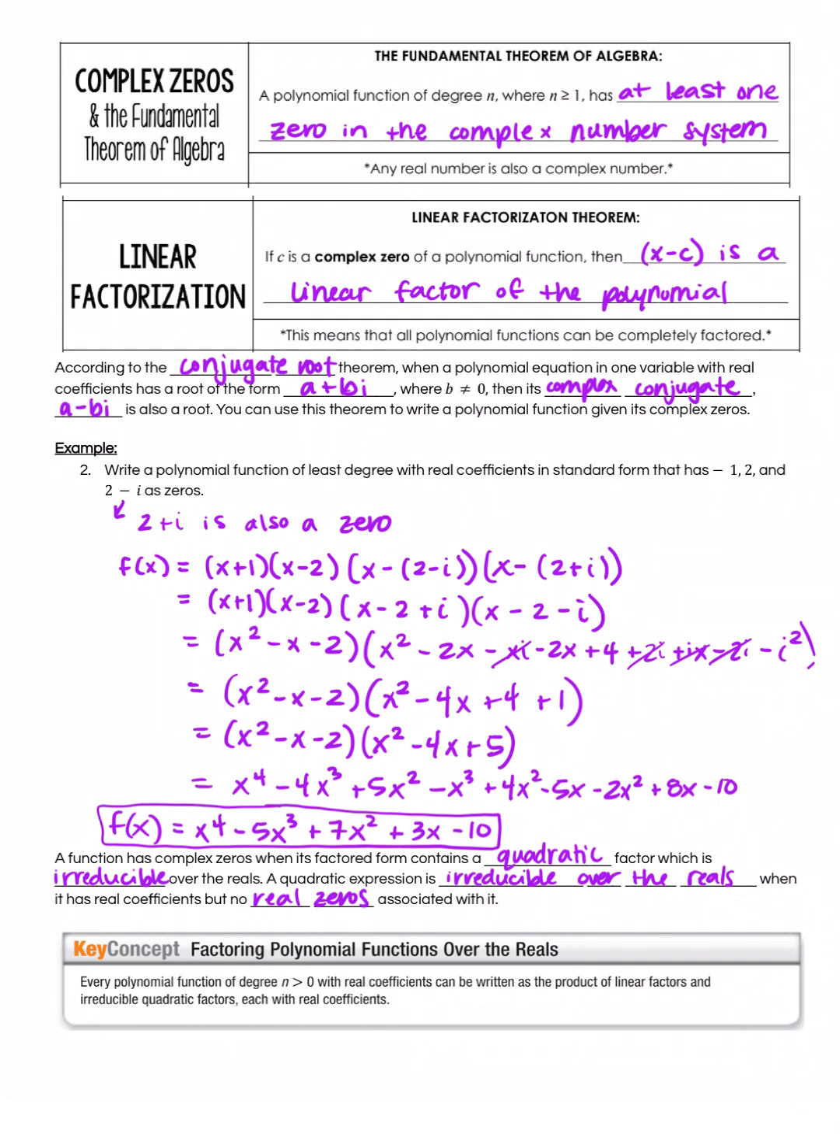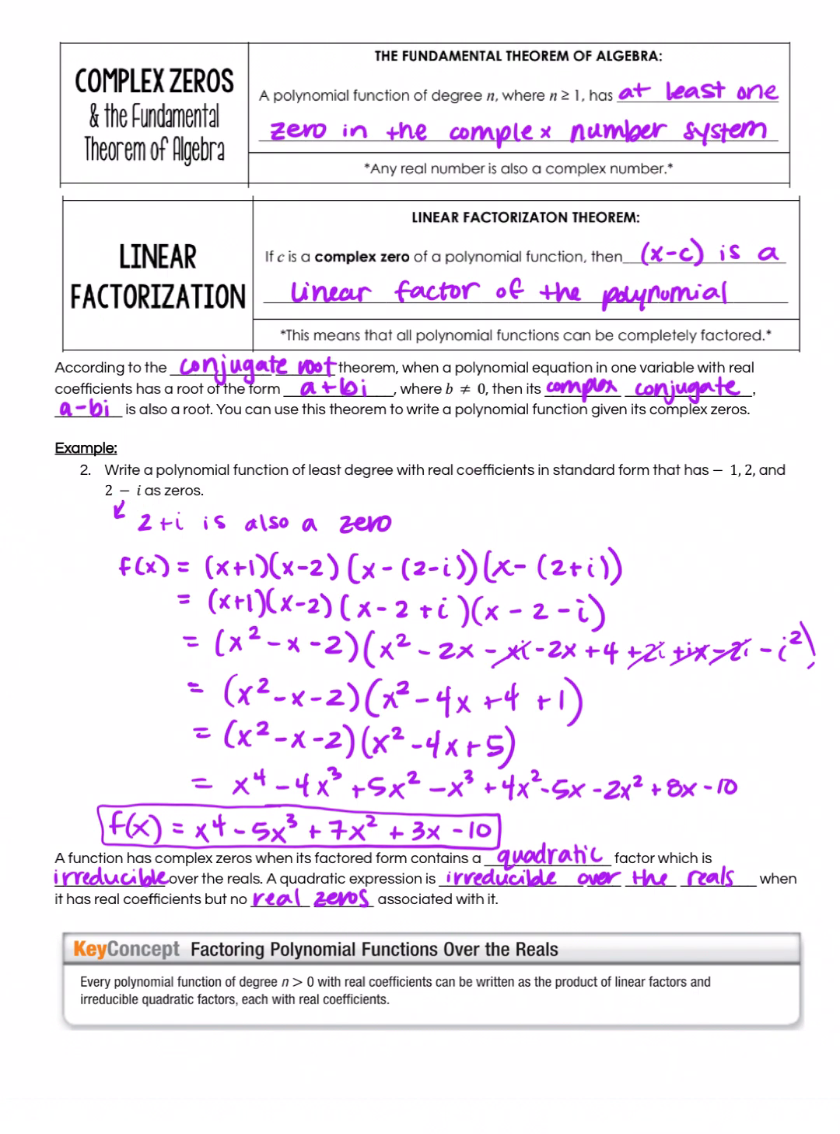According to the conjugate root theorem, when a polynomial equation in one variable with real coefficients has a root of the form a plus bi, where b is not 0, then its complex conjugate a minus bi must also be a root. This is helpful when given complex zeros. We can assume, and therefore know, because of the conjugate root theorem, that its conjugate is also a zero.